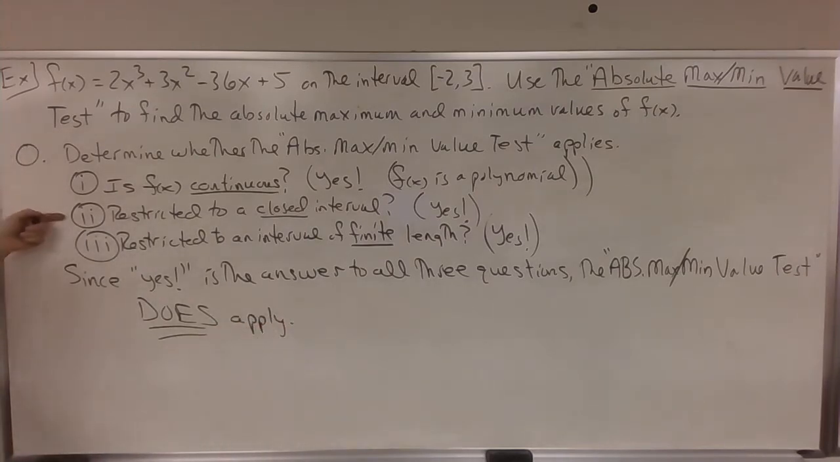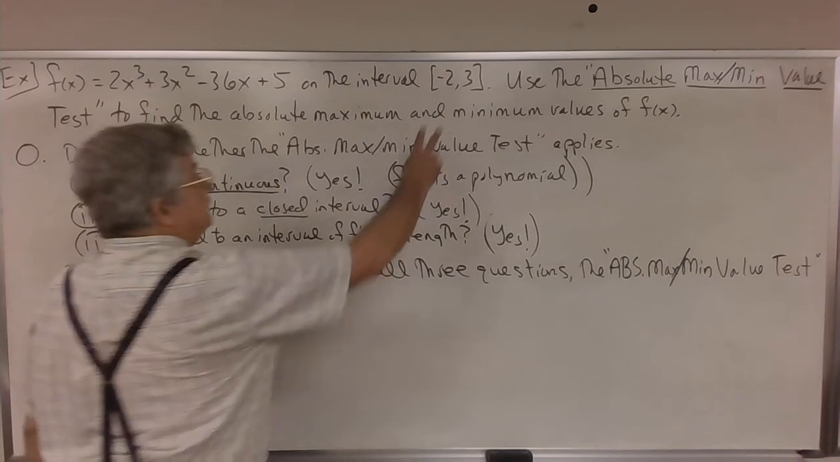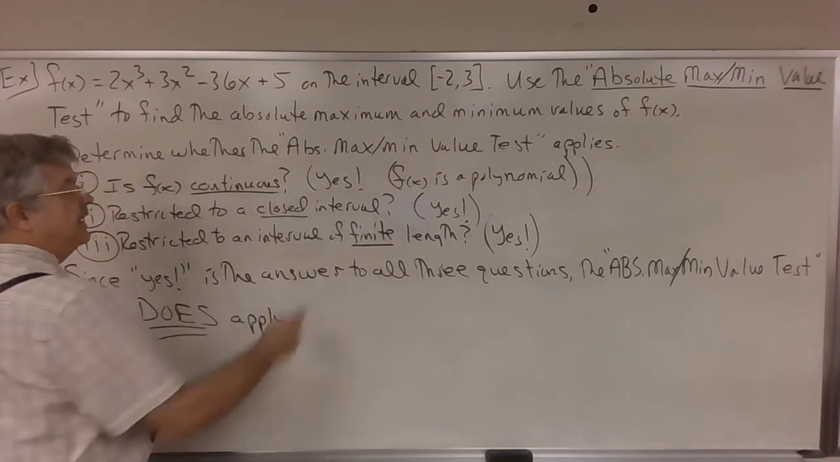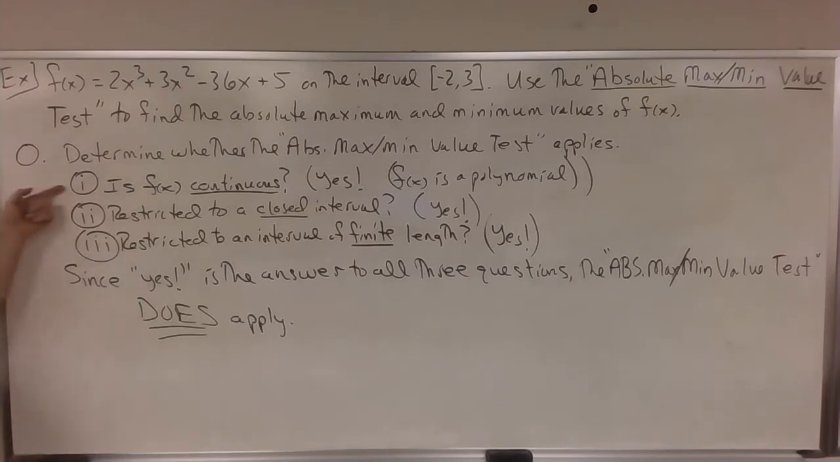the answer to all three of these things is yes. So the absolute maximum minimum value test does apply. So the first step is just to make sure that the test does apply. F of x has to be continuous, and it has to be restricted to an interval that's closed and of finite length. If these three conditions are satisfied, it's full speed ahead.